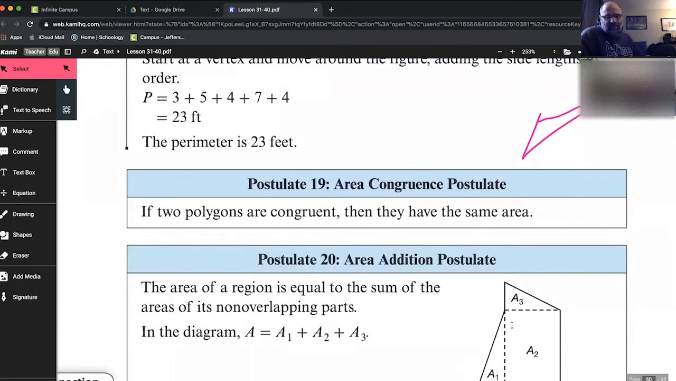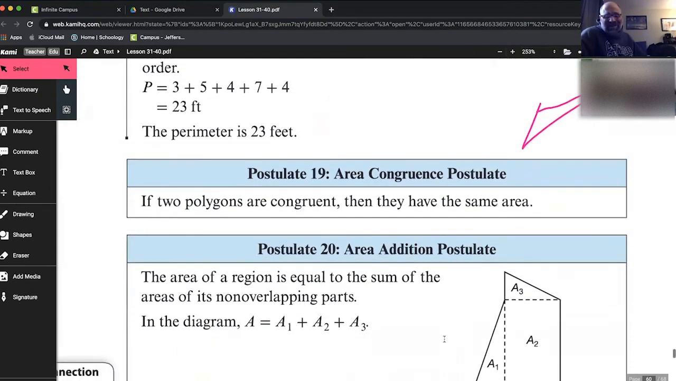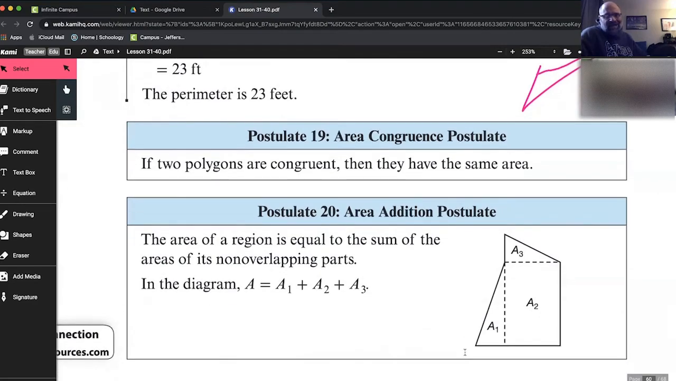Okay. Now, here's postulate 20, the area addition postulate. The area of a region is equal to the sum of the areas of its non-overlapping parts. Okay? So you can't overlap anything. You can't find the area of this thing and then this trapezoid here. No, just find the area of the triangle and this rectangle, and then add them up. They can't overlap. You can't add the same area twice.